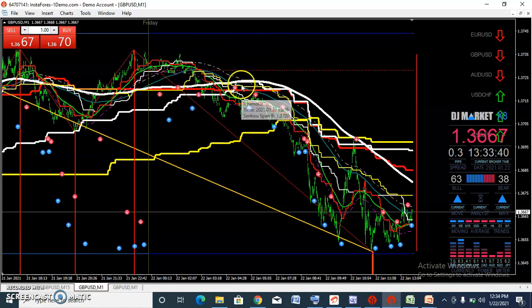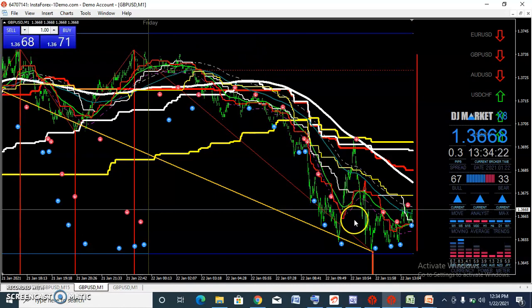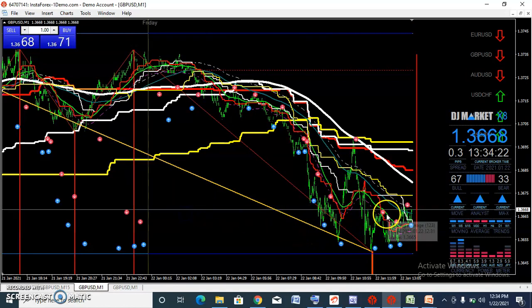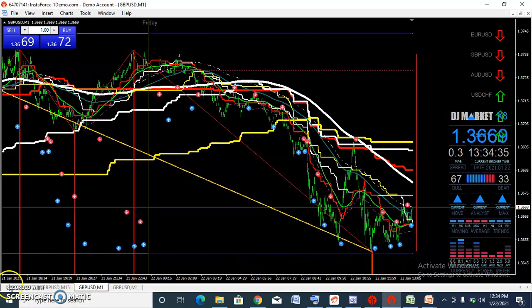Red and white have crossed the red upward to cross all the other lines. So go with the trade. This is now a retracement that is taking place. This is just the beginning of a downtrend. So this is the system.